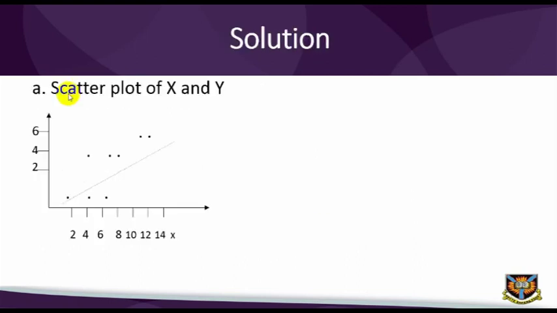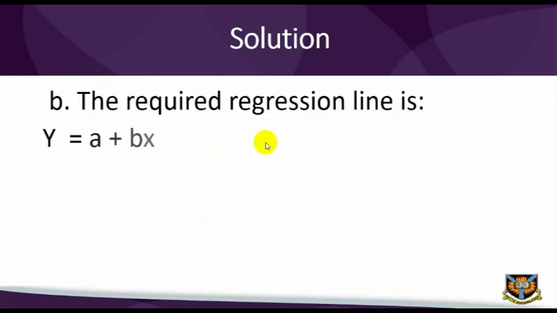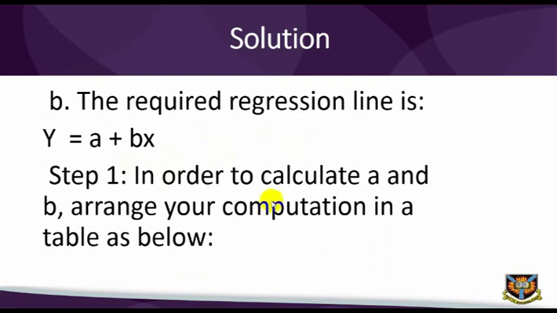Solution. Scatter plot of x and y. We can draw a straight line to pass through some of the points, although there are outliers. B. The required regression line is y = a + bx. Step 1. In order to calculate a and b, arrange your computation in a table as below.